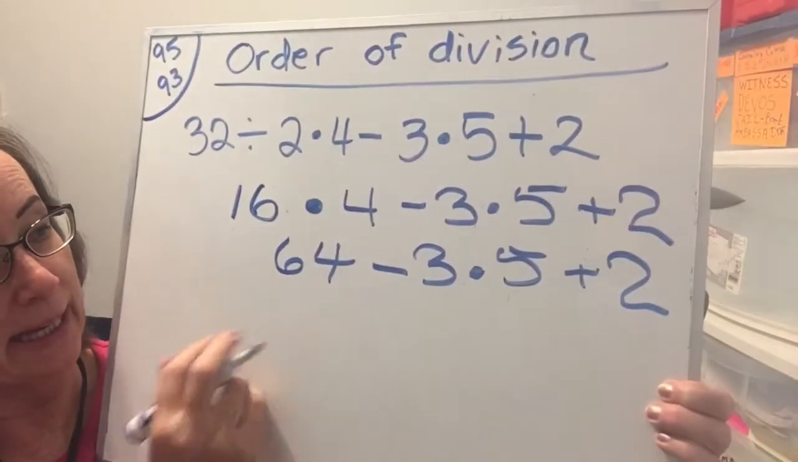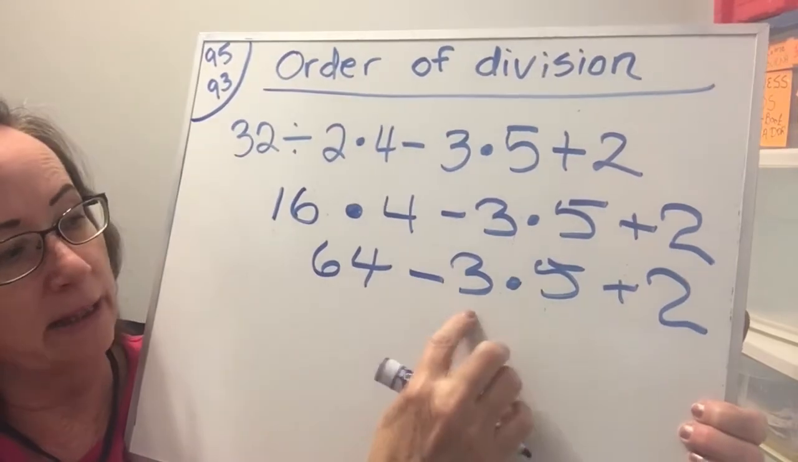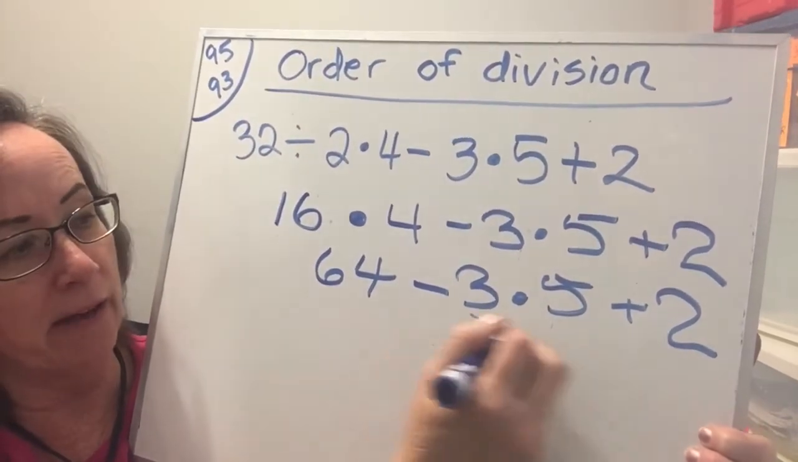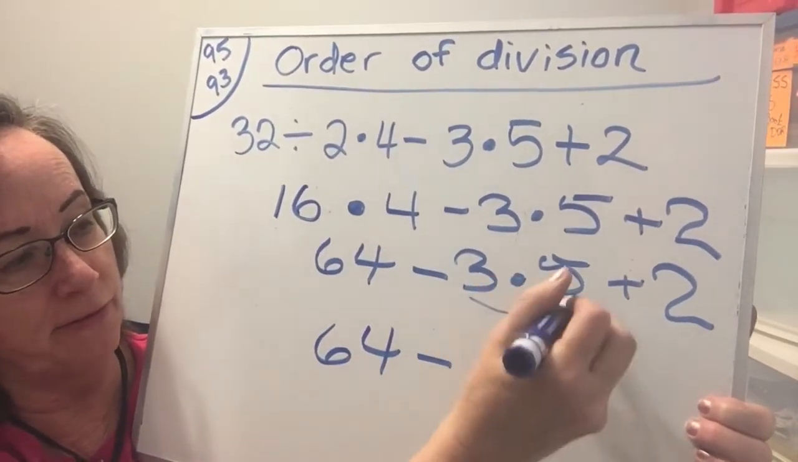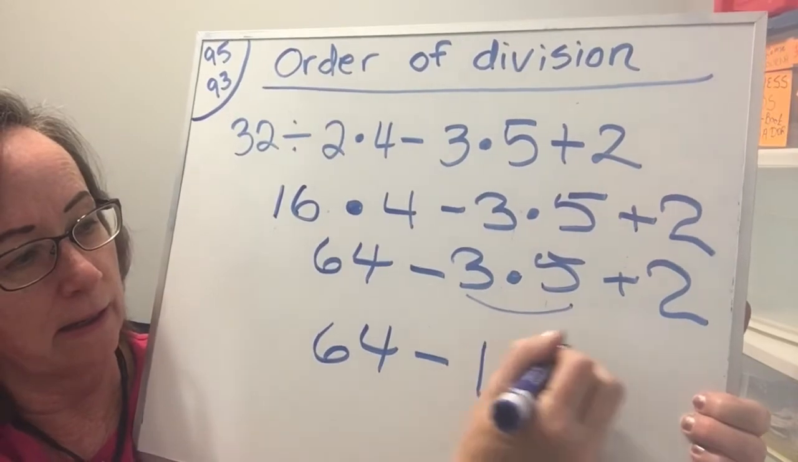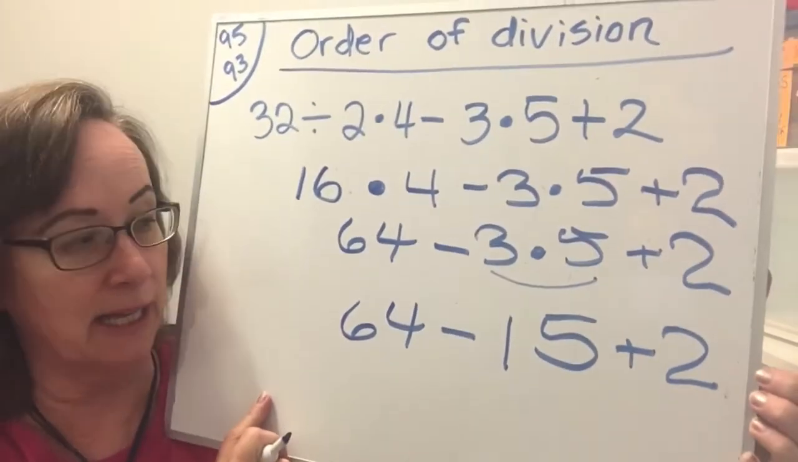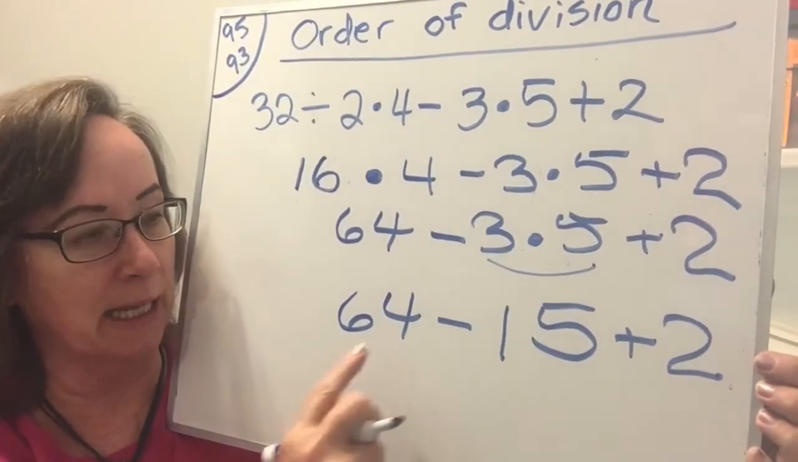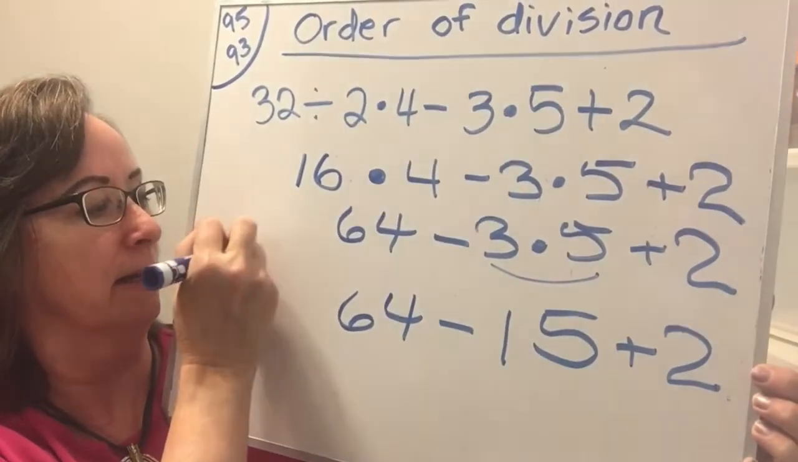And lastly here, look, we're going to have to skip over the minus and go to the next multiplication. So that's 3 times 5. And so we'll have 64 minus 15 plus 2. And now notice all I have left is addition and subtraction. So now I'm going to proceed left to right. 64 take away 15.